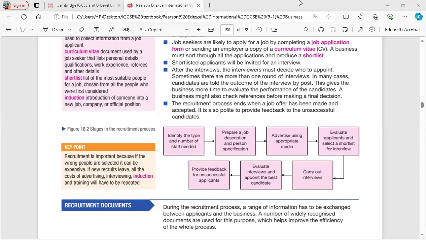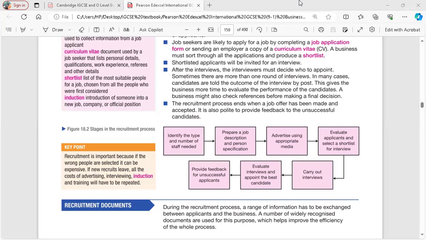But if you need workers from outside the business, then you have to find the appropriate media, maybe a national newspaper, maybe social media. That is what advertising is about. Then as soon as that is done, a lot of people would send in their application. Do you get it? So that takes you to evaluate applicants and select a shortlist for interview.